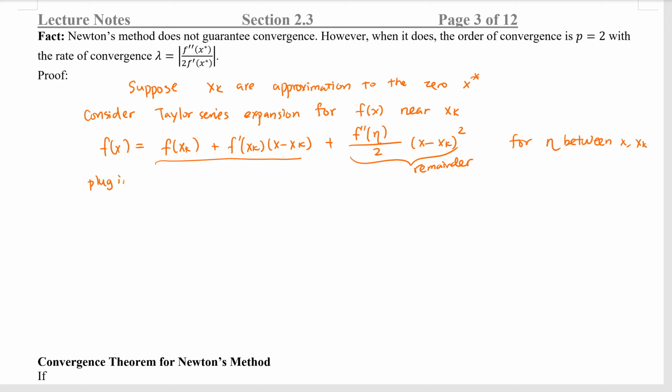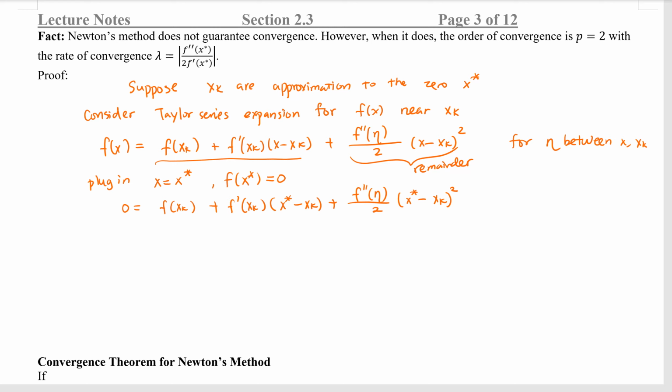Now let me plug in x equals x asterisk. Then f of x asterisk is 0 because this is the zero of the function, right? If we plug in, we get 0 equals f of xk plus f prime xk times x asterisk minus xk, plus f prime prime eta over 2 times x asterisk minus xk squared. So far so good, everybody? Okay.